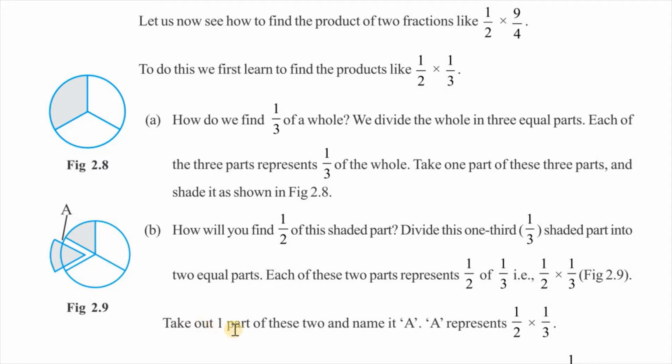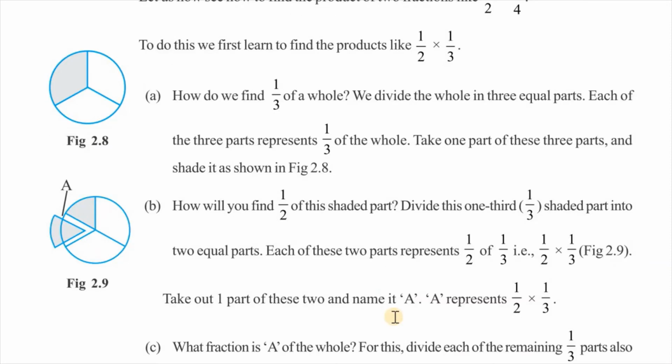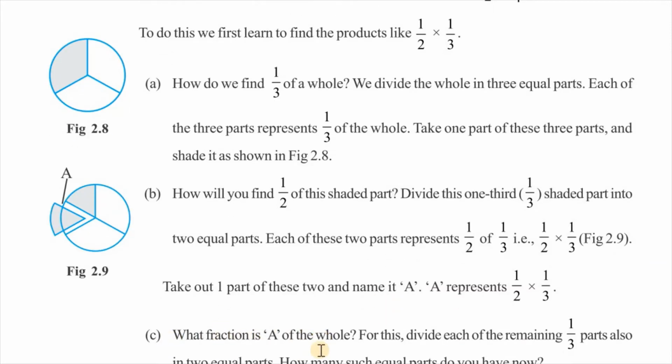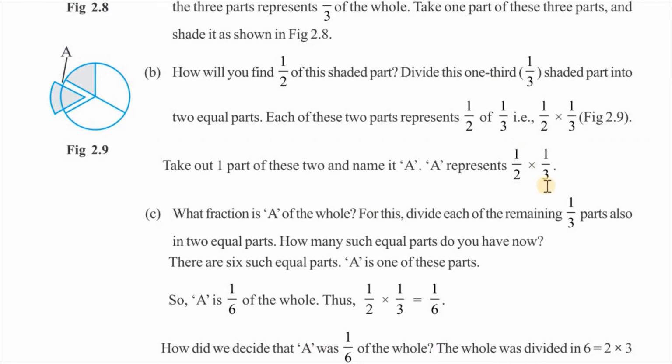Now, take out one part of these two and name it A. Now, you have one of these parts, A. A represents half of 1/3. What fraction is A of the whole? For us to find out what is half of 1/3, let us first find out what this fraction represents of the whole of the circle or of the pizza.